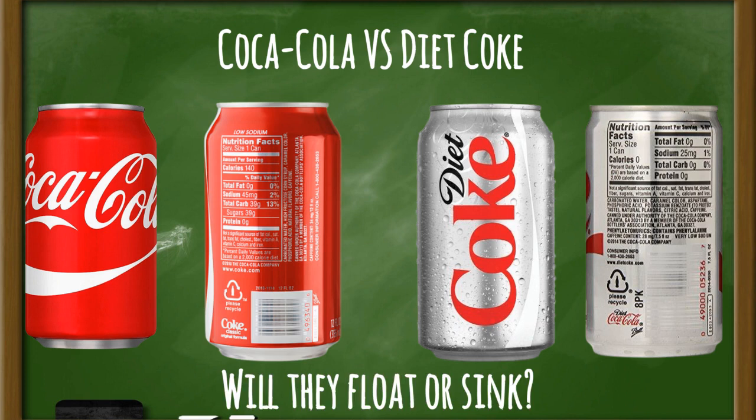Now that we've looked at some of the differences in the ingredients between Coca-Cola and Diet Coke, I want you to make a prediction. Which can do you think will float and which can do you think will sink? Or do you think both cans will float or sink? While you make these predictions, make sure you give a reason why. State your sentence: I think the blank can will sink or float because, and give a reason why based off the observations you made while looking at the Coca-Cola and Diet cans before.